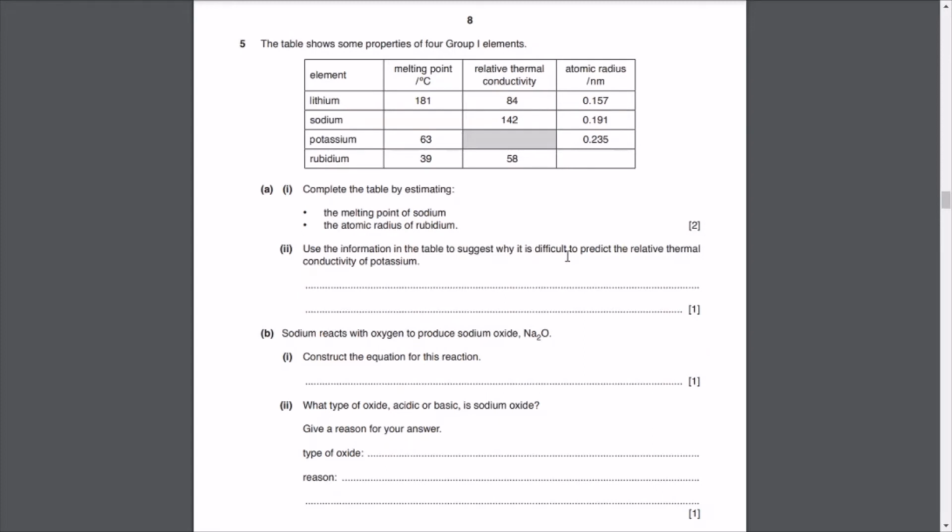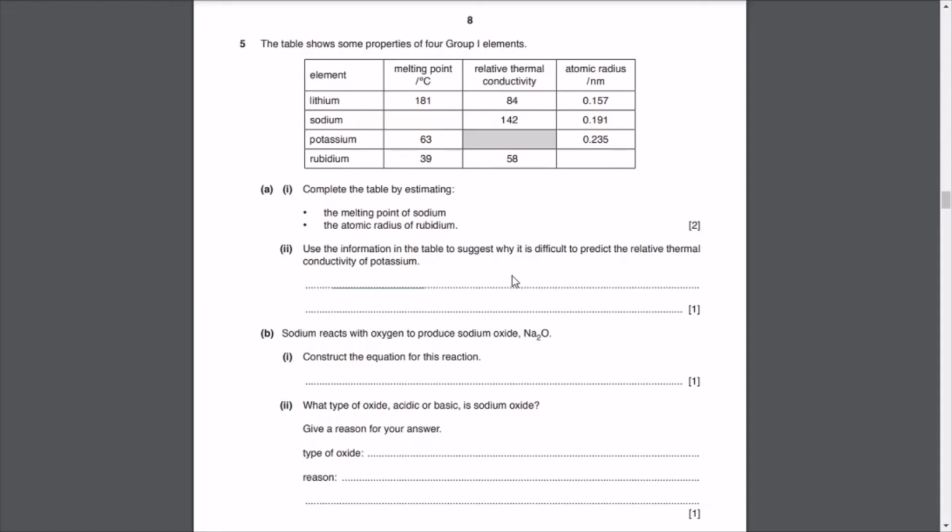Moving on to part 2: use the information in the table to suggest why it is difficult to predict the relative thermal conductivity of potassium. Okay, so here we did it easily, as well as over here. But here the difference is, first it's 84, then 142, and then 58. That means they are not following a proper trend unlike this. Over here we saw as we go down the group it is increasing. Over here as we go down the group it is decreasing. But over here it's all random. So simply we are going to write that it does not follow any trend.